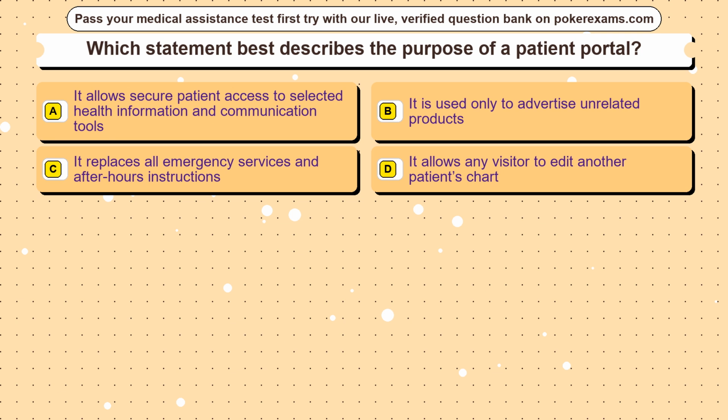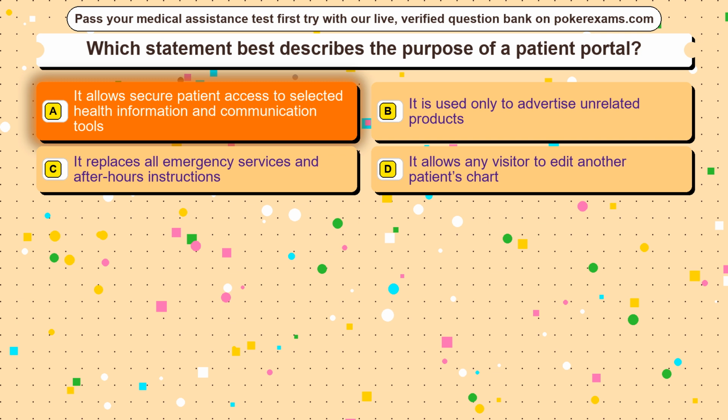Question 95. Which statement best describes the purpose of a patient portal? Option A, it allows secure patient access to selected health information and communication tools. Option B, it is used only to advertise unrelated products. Option C, it replaces all emergency services and after-hours instructions. Option D, it allows any visitor to edit another patient's chart. The correct answer is option A, it allows secure patient access to selected health information and communication tools.